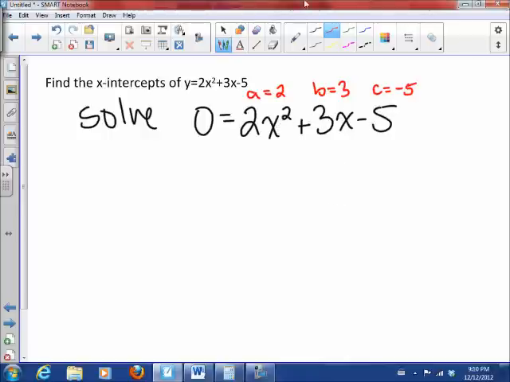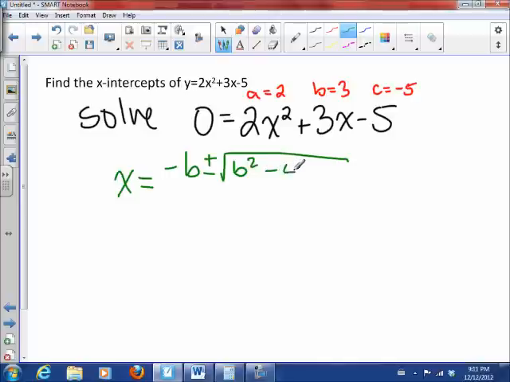Now I want to write down the formula. If we have an equation that looks like this, which we do, we know that x is going to be, and now you're going to have to remember this formula, I'm sorry, negative b plus or minus the square root of b squared minus 4ac, all over 2a.